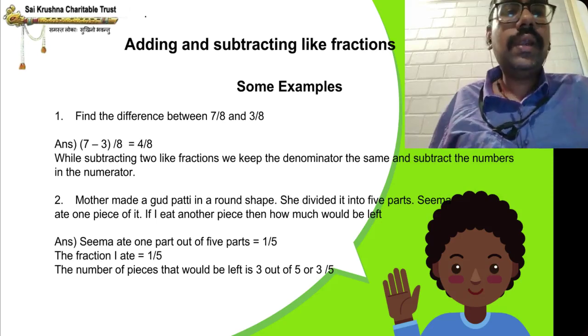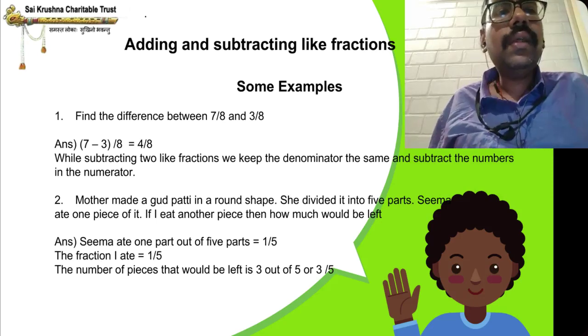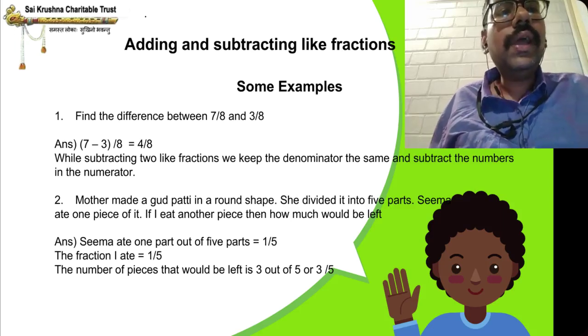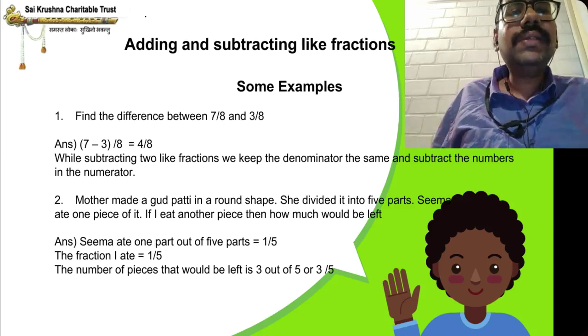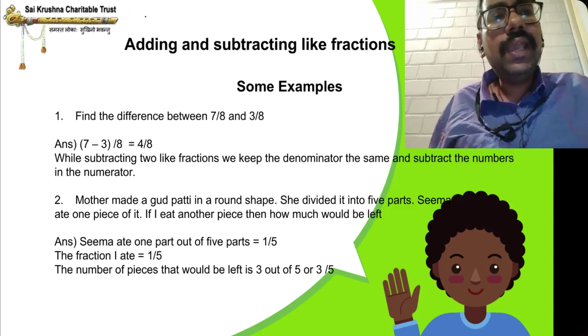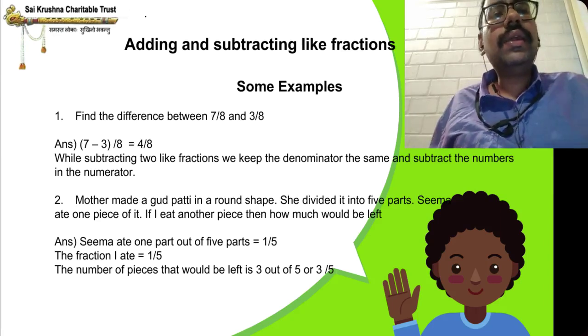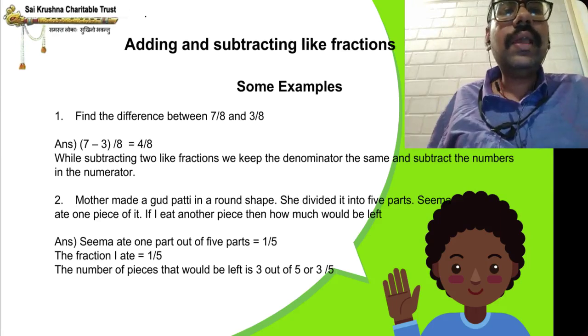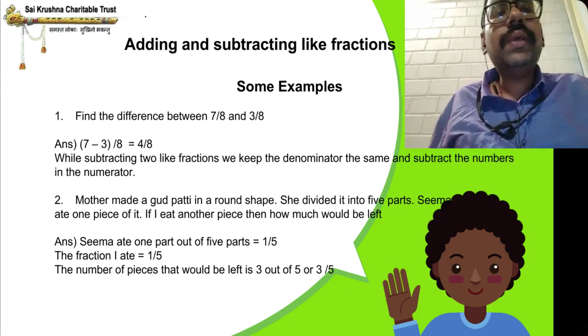How to do this, children? There are 5 parts of a good putty, okay? Seema is eating one piece of it. 1 out of 5 parts, Seema is eating. How to represent it in the form of a fraction, children? Tell me, how? 1 by 5. 1 out of 5. In fraction you can represent it as 1 by 5.